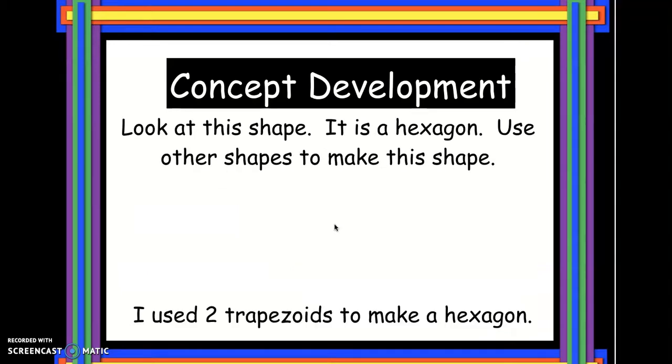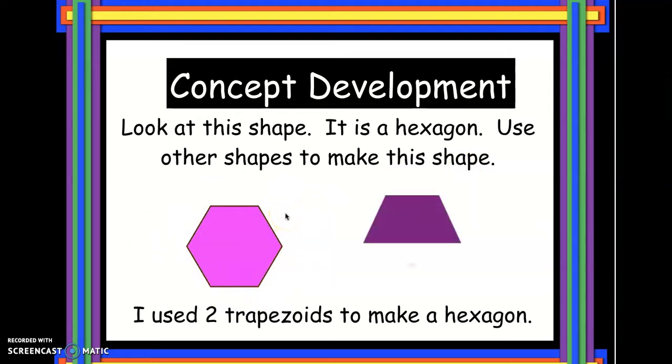Okay? So look at this shape. This is a hexagon. We're going to use other shapes to make this shape. This purple shape is a hexagon. Now, I can make it by using two trapezoids. Over here I have one trapezoid that I'm outlining right now, and then the bottom of this shape is also another trapezoid. So we could have two trapezoids make one hexagon.